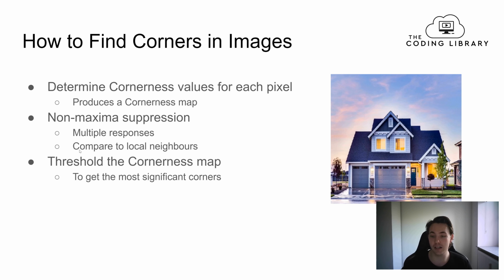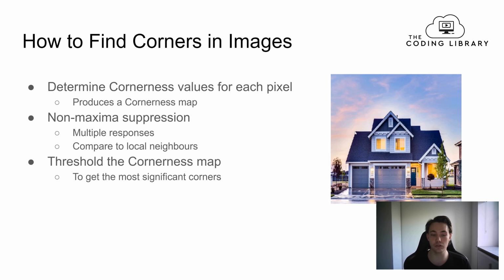So for example, if we have a corner here on top of the roof, then it could maybe detect three corners around the rooftop at the edge, or at this corner of the roof. But then we will use non-maximal suppression, and when we have multiple responses, we compare each corner that we have detected to its local neighbors, and then we find the best one of those. So instead of having three corners represented up here, we will only have the best one. So we just find one corner for this rooftop corner.